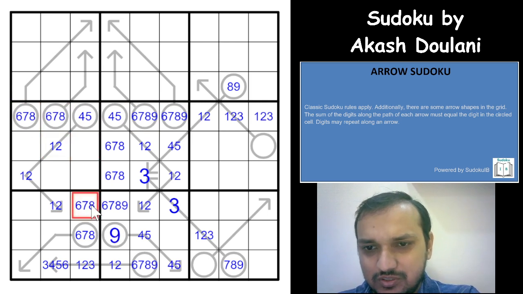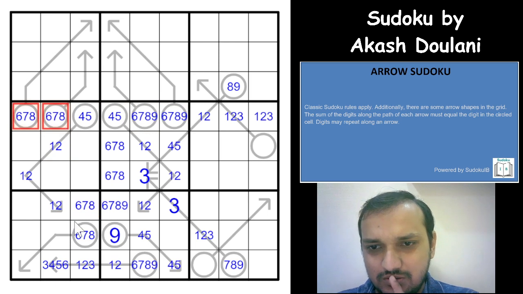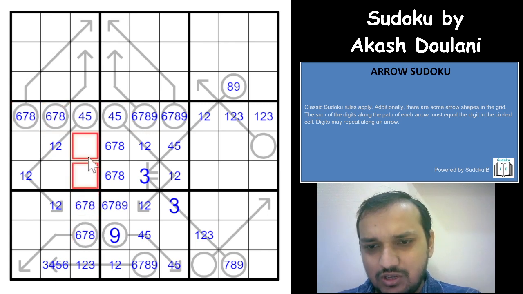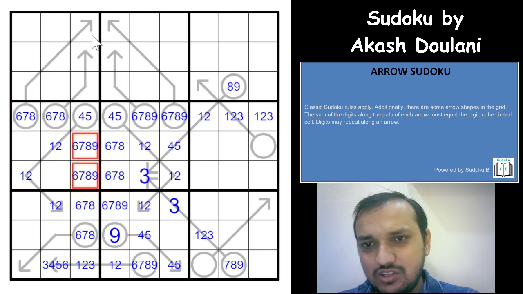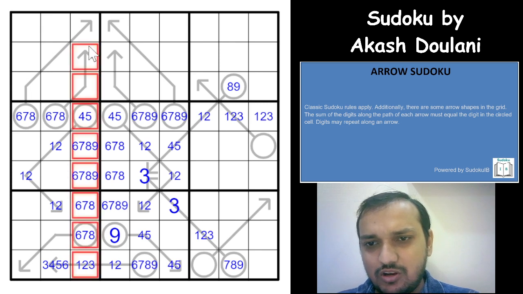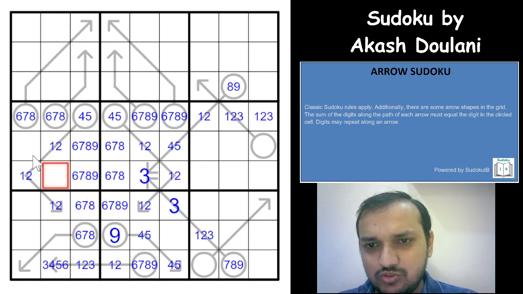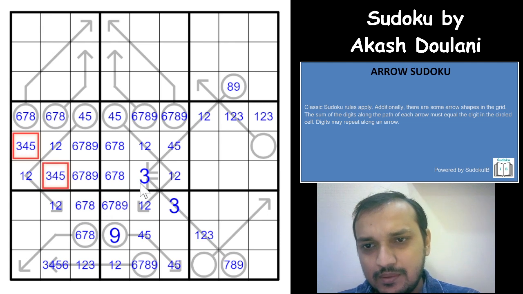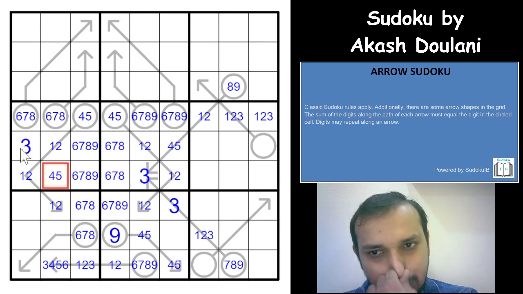That removes 9 from this cell as well, because these 2 digits are these 2 digits. Same way you can have these 6 7 8 9, because where can you get a 6 7 8 9 quadruplet in this line? So these 2 cells are 3 4 and 5. You already have a 3 here, so this cell is a 3, this is 4 and a 5. Okay.